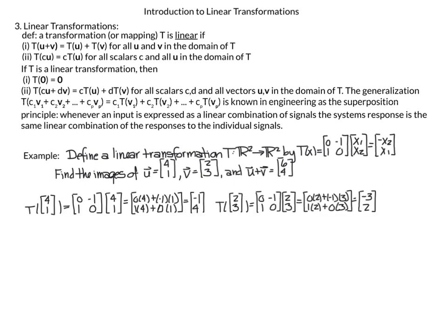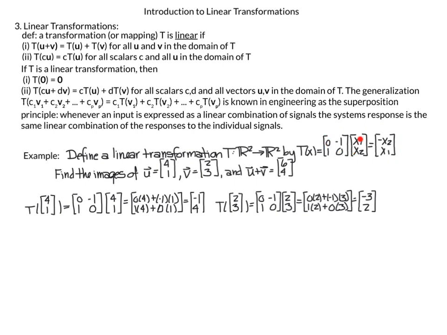So this is fairly straightforward. T of (4, 1), T of u, is equal to the matrix 0, 1, negative 1, 0 times (4, 1), and that's equal to negative 1, 4. T of (2, 3) is equal to our matrix A times v, which is (2, 3), which is equal to negative 3, 2. We kind of knew that from the definition, and you can verify it.